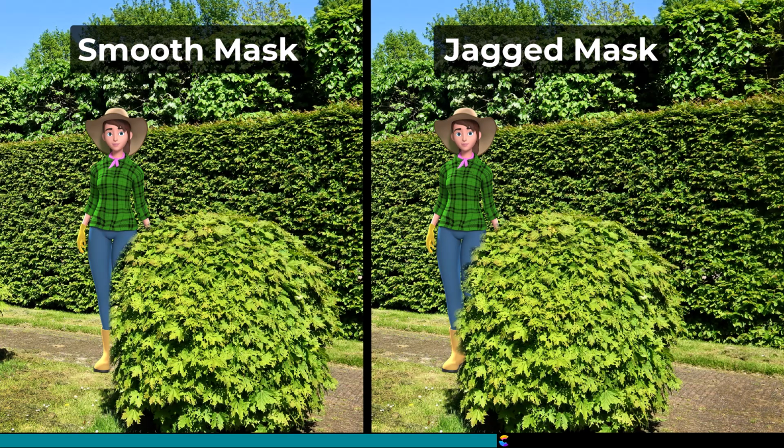Let's compare the different masking approaches side by side. The bush on the left is from the smooth mask, while the bush on the right is from the jagged mask. The bush on the right looks more bushy-y.